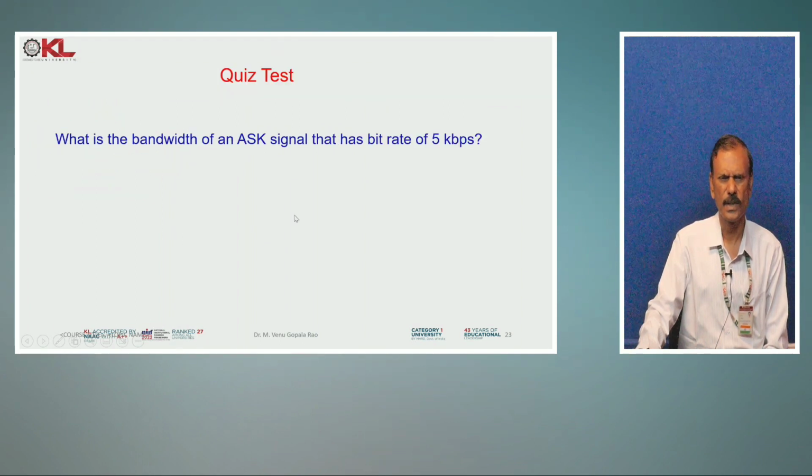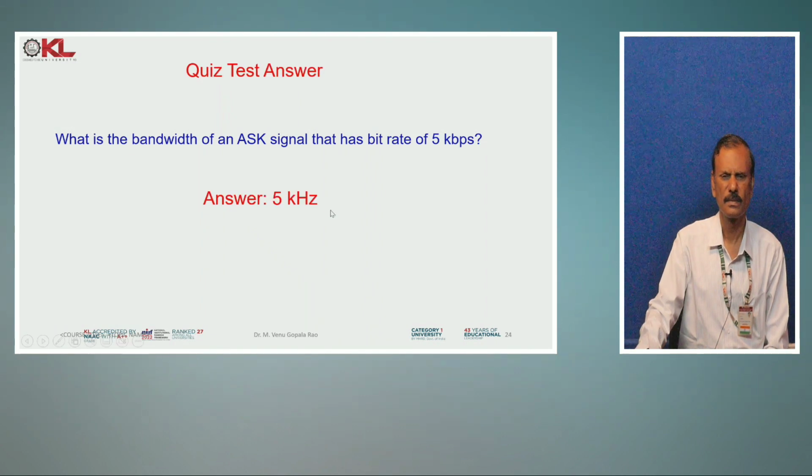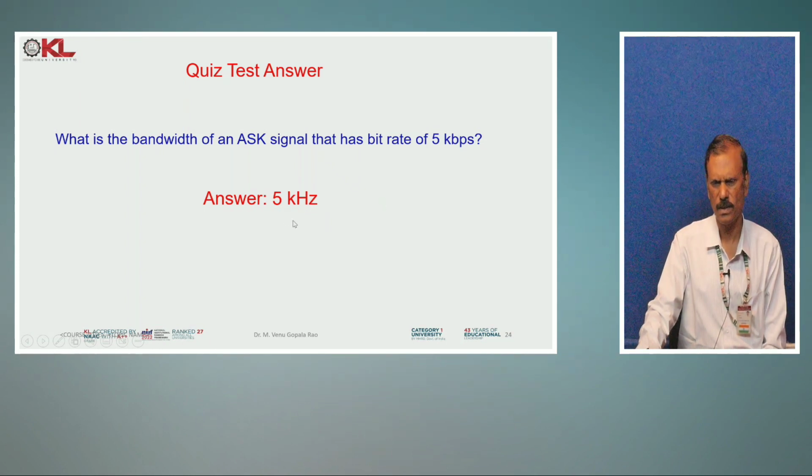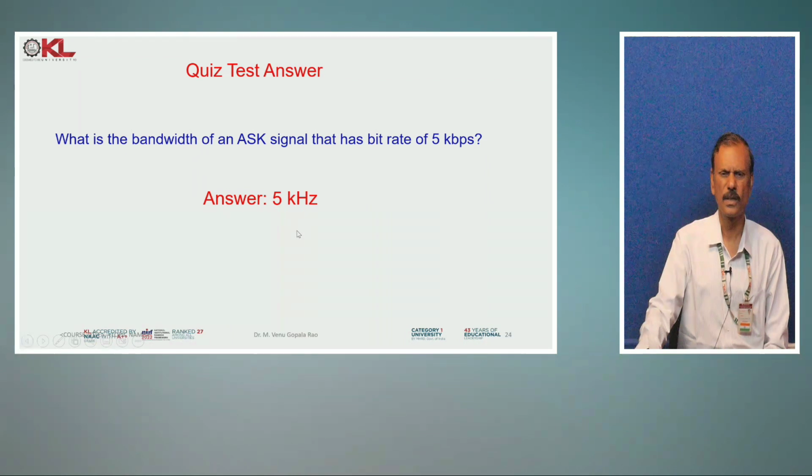Now again a quiz test. What is the bandwidth of an ASK signal that has a bit rate of 5 kilobits per second? So the answer is: the bandwidth is nothing but 5 kilohertz. So with this, lecture 2 ends.